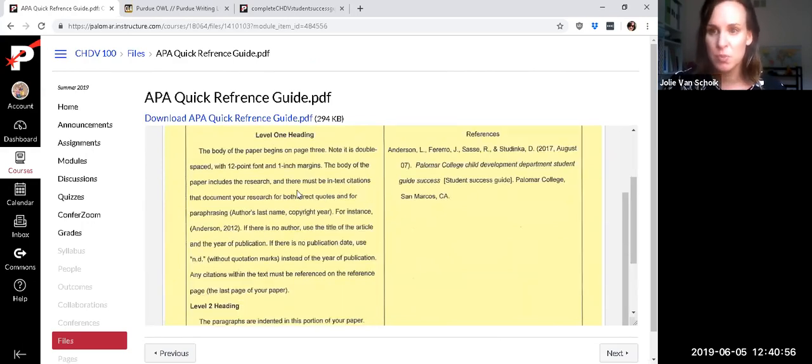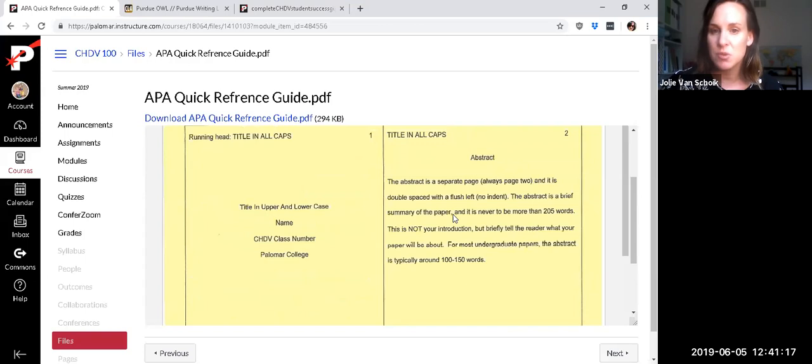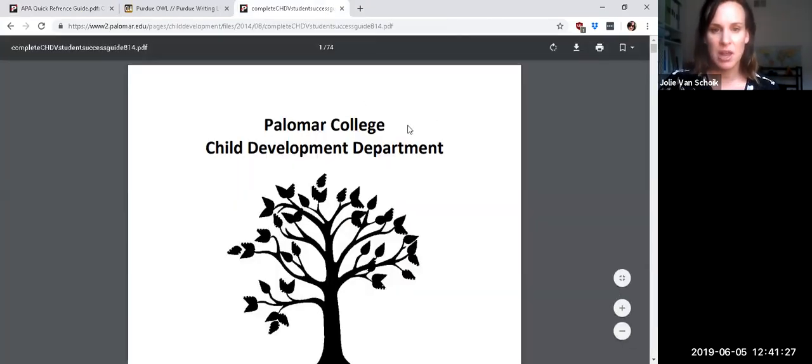You'll have 1 to 2 paragraphs for an introduction. Then you'll have many paragraphs as your research section, and then you'll have a couple of paragraphs for your conclusion. So the actual paper starts on page 3 and it'll go to at least page 5. And then on page 6, 7, or whenever you wrap it up, you will have a reference page as well. So this would be a great place for you to start if you need a bit more additional help with writing APA. Another great source as well is our Palomar College Child Development Department Success Guide.